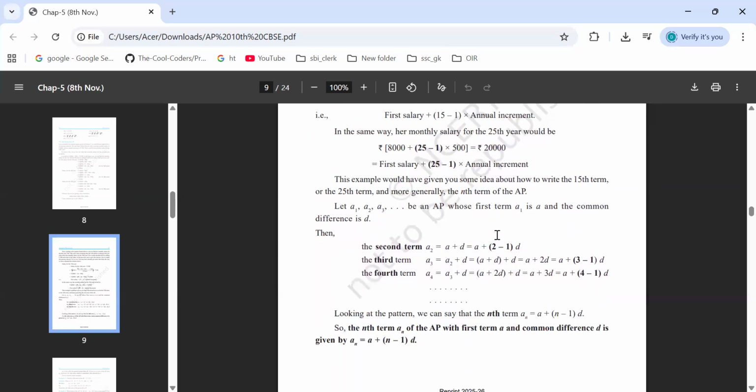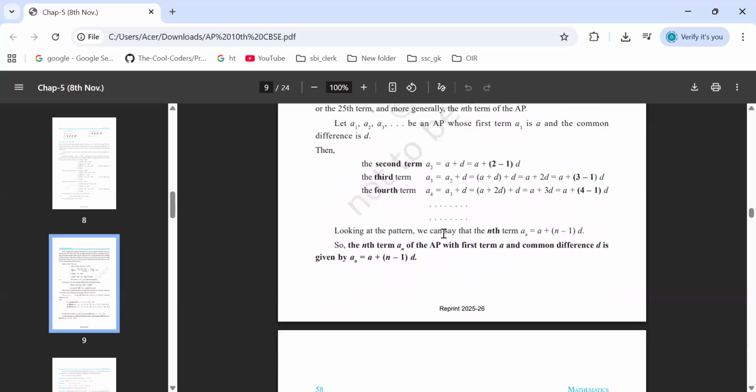So in simple terms, we can say that the formula can be generalized as a_n equals a plus (n minus 1) into d, where a is the first term, d is the difference between two consecutive terms, and n is the term that we want to find. The first term will be a, and the second term will be a plus (n minus 1) into d, where for the second term the value of n will be 2. For the third term, n will be 3. For the fourth term, n will be 4. So a plus (3 minus 1) into d provides the third term, and a plus (4 minus 1) into d provides the fourth term.